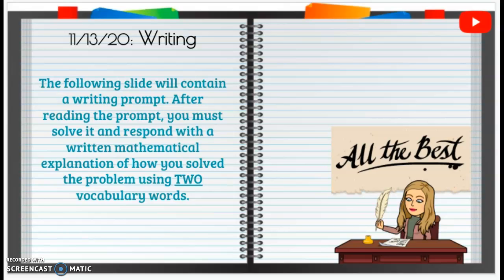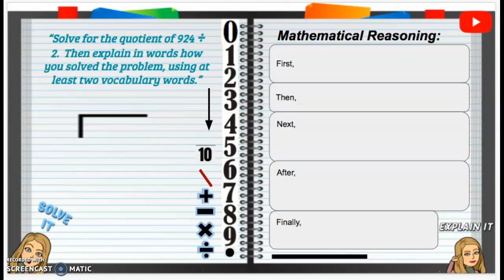November 13th, 2020, writing. The following slide will contain a writing prompt. After reading the prompt, you must solve it and respond with a written mathematical explanation of how you solved the problem using 2 vocabulary words.